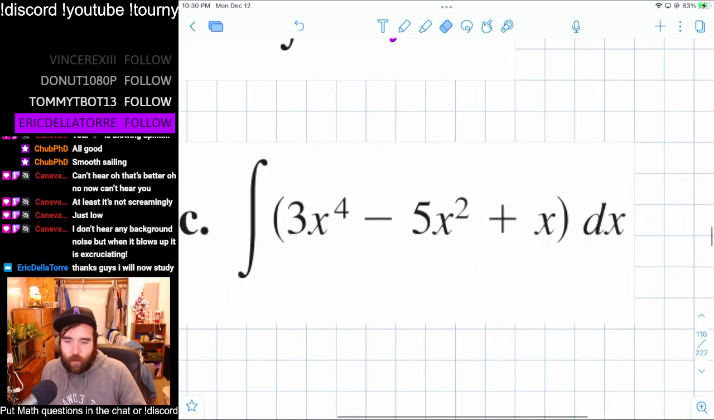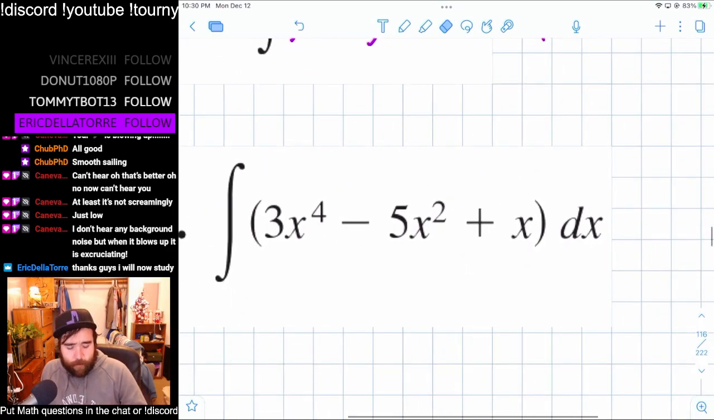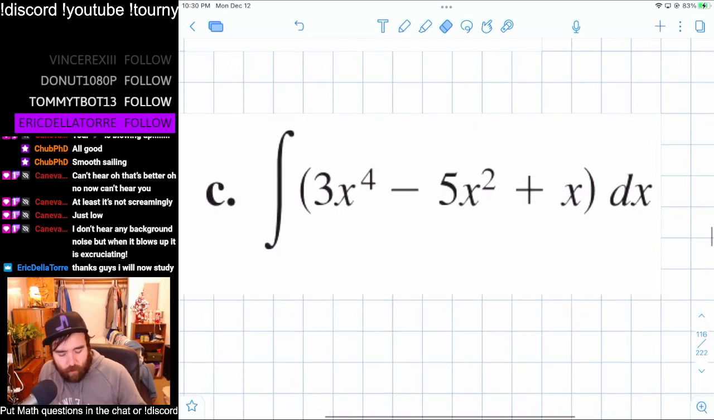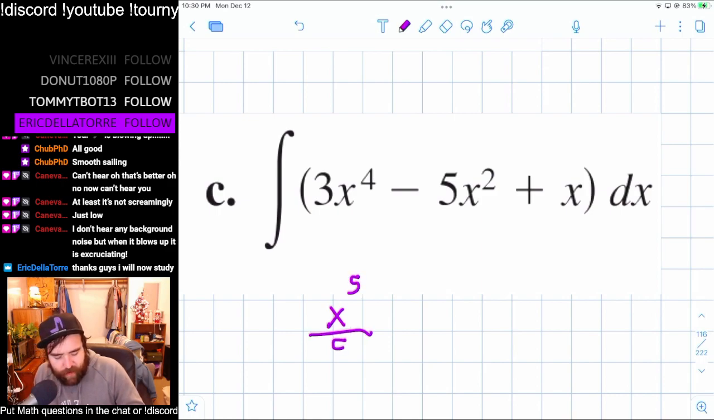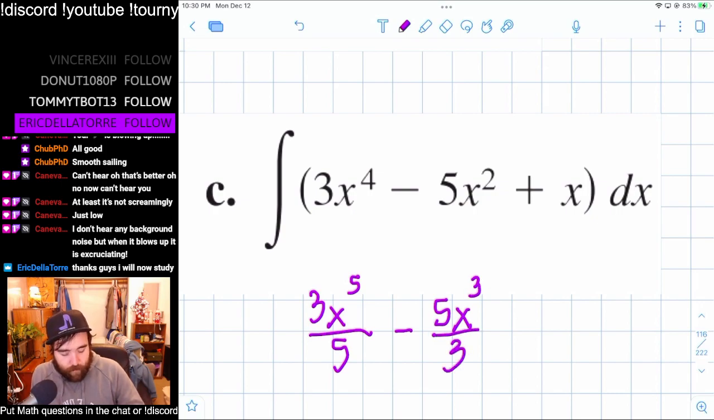All right, same thing here. You're going to take the integral of each of them separately, so each of them is just a power rule. Increase the power by 1, divide by the new power. Coefficient stays. And then the coefficient stays, increase the power by 1, divide by the new power. And no coefficient, but it would stay.